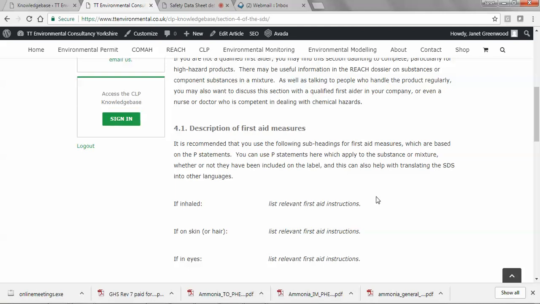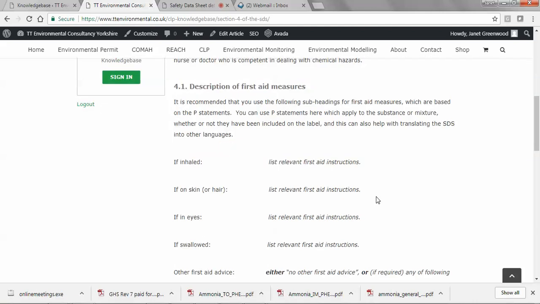There are recommended subheadings for first aid measures, and this is actually in the SDS guidance published by ECHA. This is one of the places you can use P statements. If inhaled, if on skin or hair, if in eyes, if swallowed. These are all the starting points for P statements that may be relevant but that you may not have put on the label. Even if in theory they don't apply, if you think they are sensible, feel free to put them in at this point.